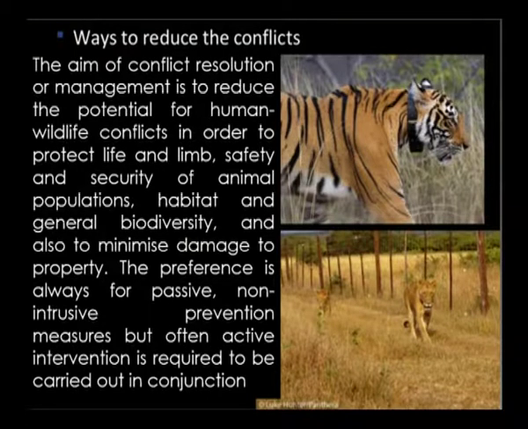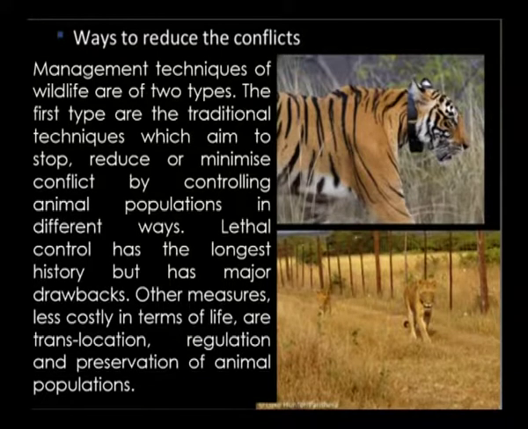So it's basically important that the habitat is protected, animal population is protected, and general biodiversity should also be protected. At the same time, any damage that is caused to the property should be minimal. The preference is obviously for passive, non-intrusive prevention measures, but often active intervention is also required to be carried out. Management techniques of wildlife, you have two types.